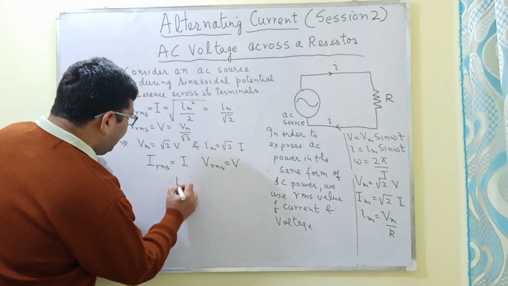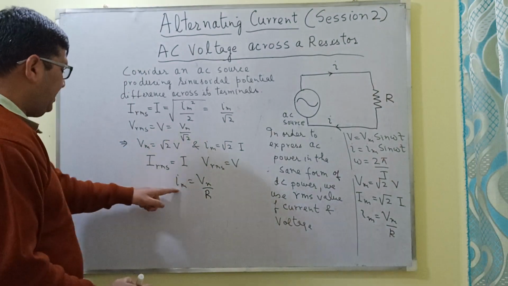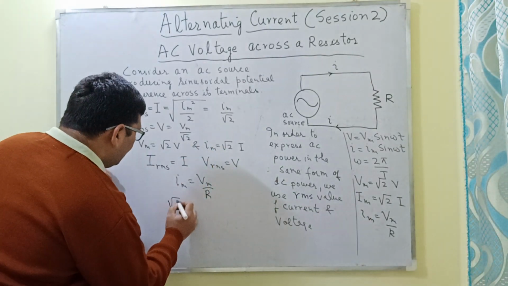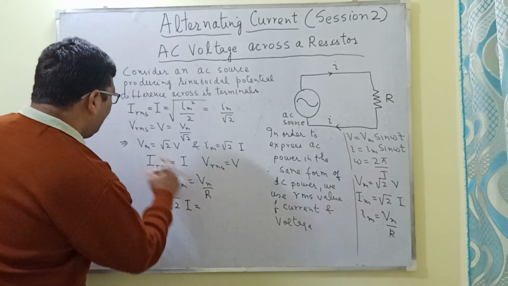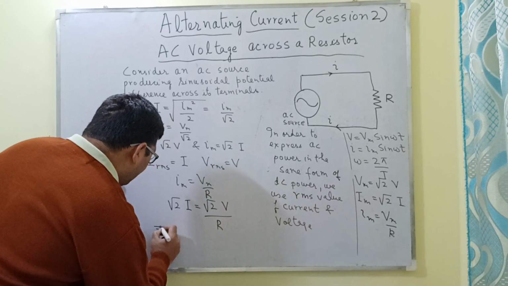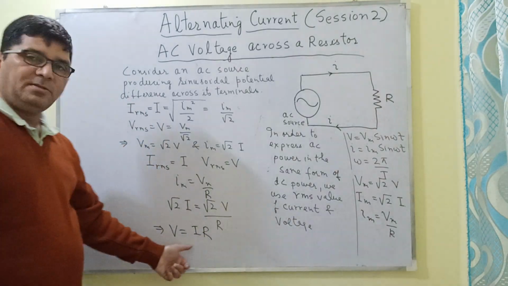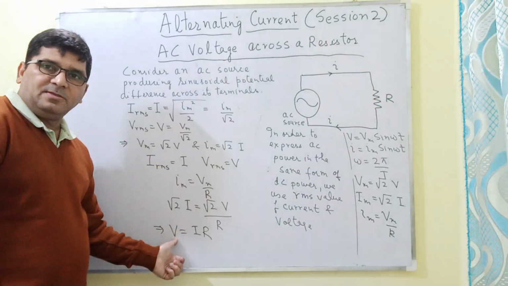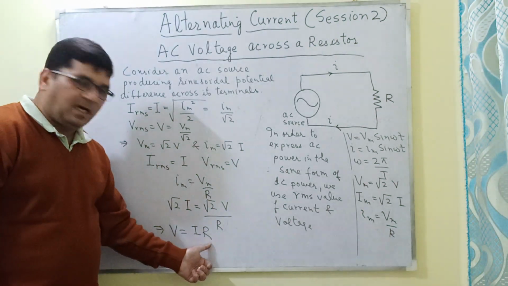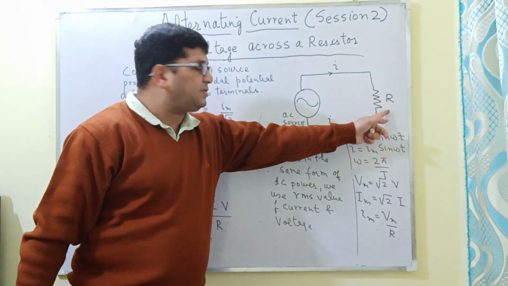Now we also know that Im is equal to Vm upon R, and Im is equal to root 2 I, and Vm is equal to root 2 V. So we can also say that V is equal to I into R, where V is the RMS voltage, I is the RMS current, and R is basically a constant which we call the resistance of a resistor.